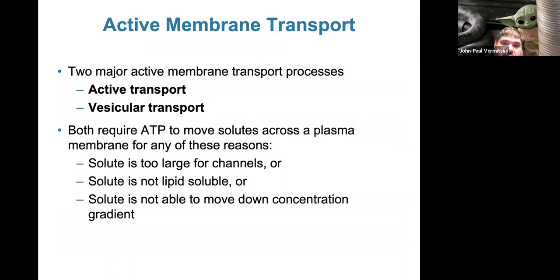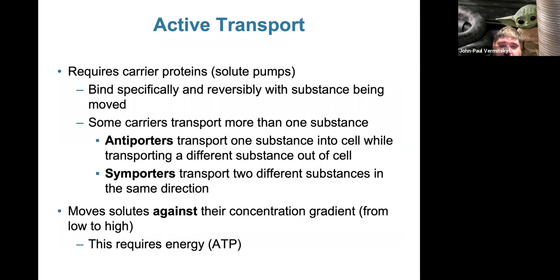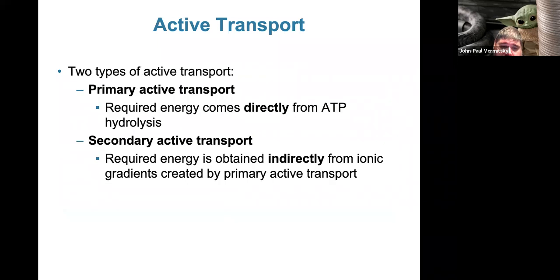The final type of transport is active membrane transport, and there's two types. We have active transport and vesicular transport. Active transport is defined by requiring ATP to move solids across a plasma membrane, either because the solid is too large for channels, the solid is not lipid soluble, and it is not able to move down concentration gradients. Active transport will require carrier proteins.